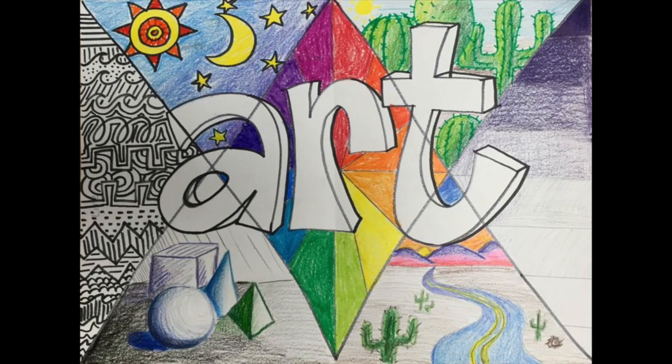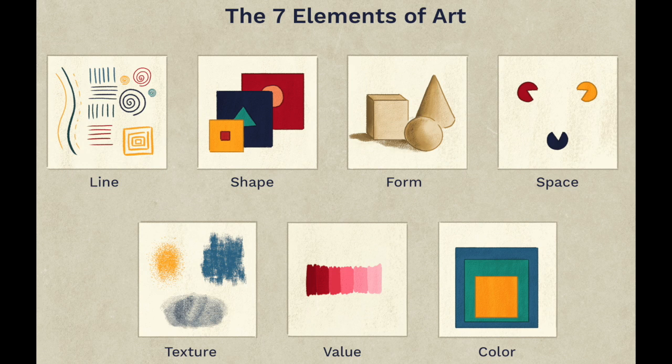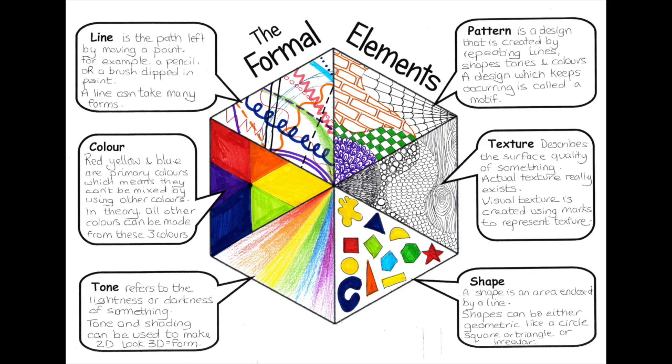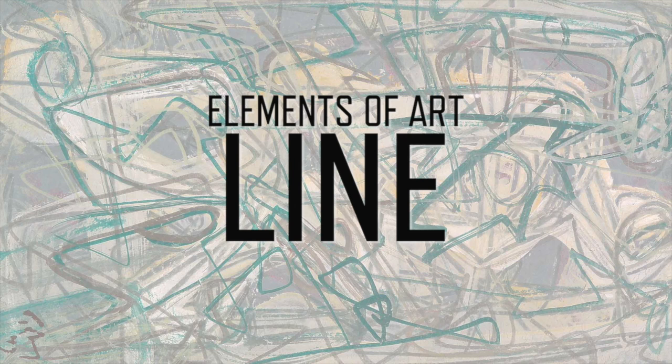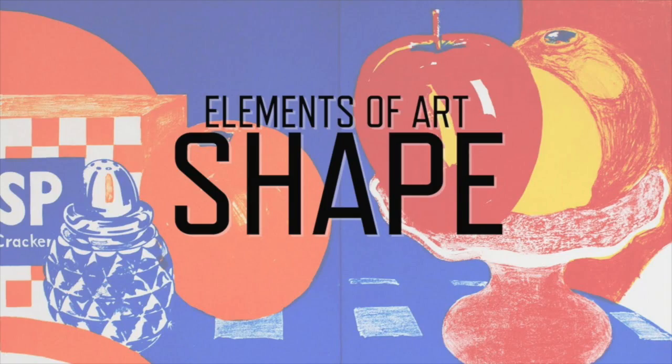Today in art, we are going to focus on 3 elements of art. Now, you wonder, what are elements of art? So, elements of art help the artist communicate their thoughts, feelings, and what they want to produce in their artwork. The 7 most common elements include line, shape, texture, form, space, color, and value. So today we are going to focus on 3 of those elements, which are line, shape, and color.